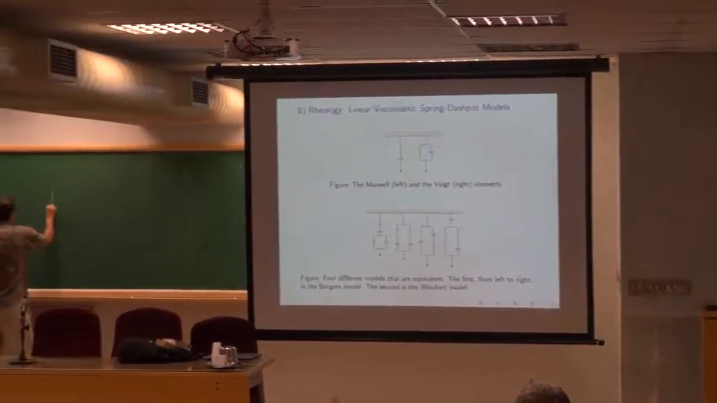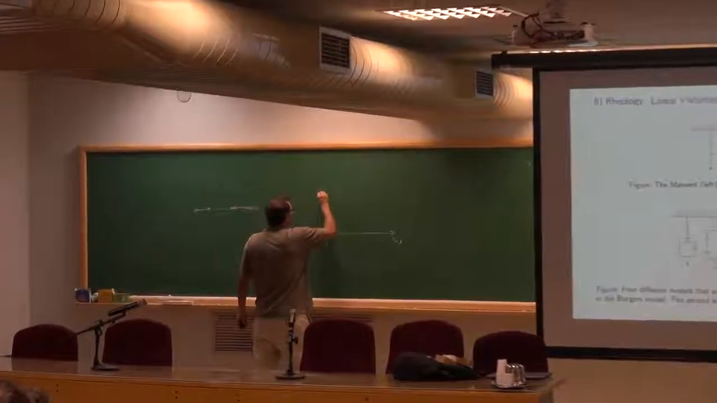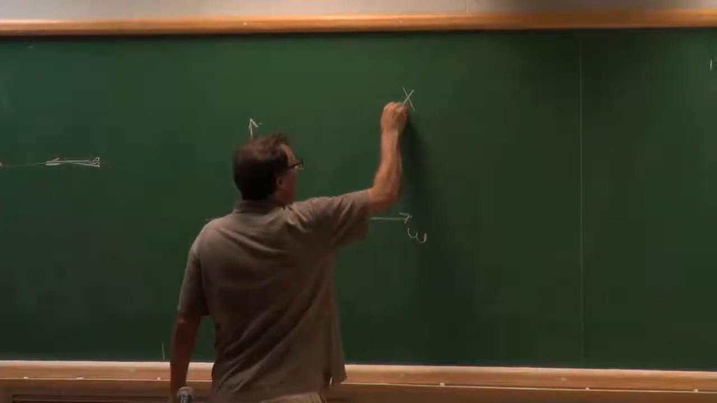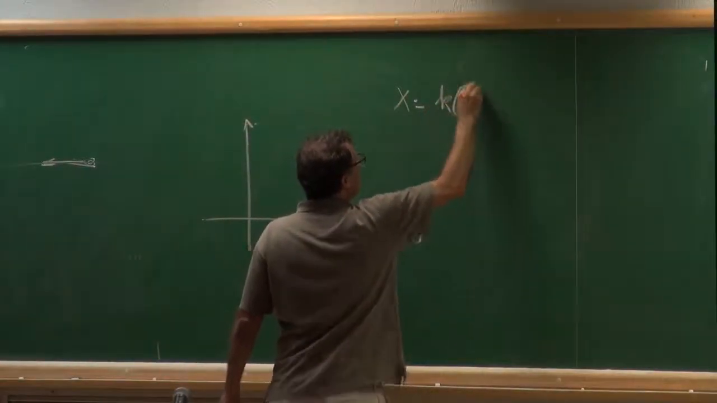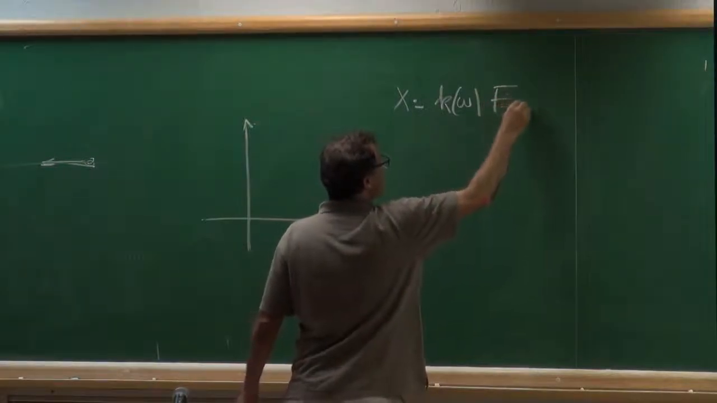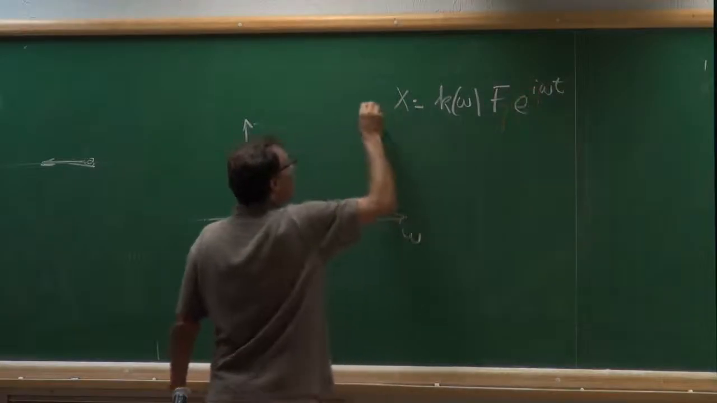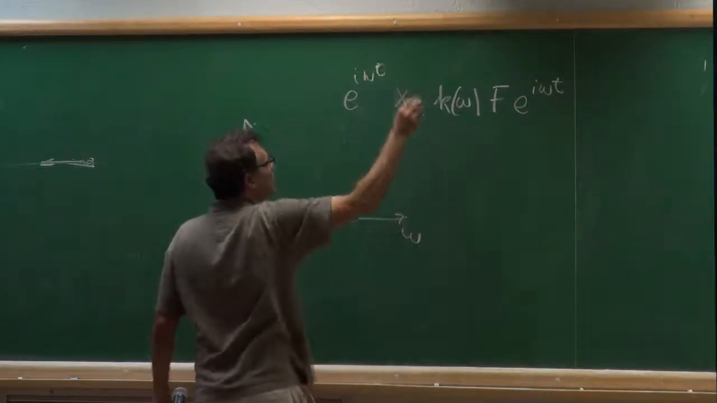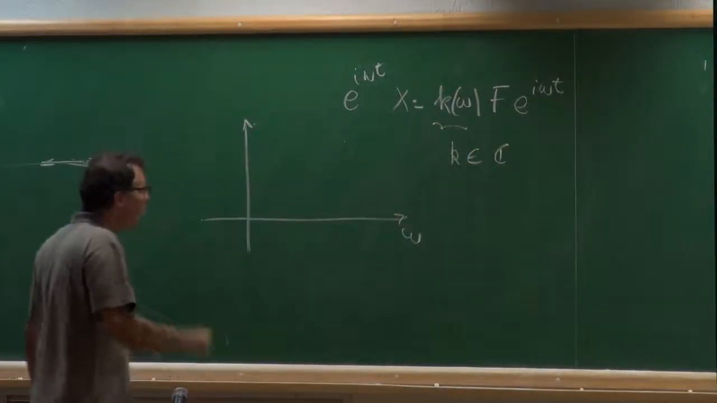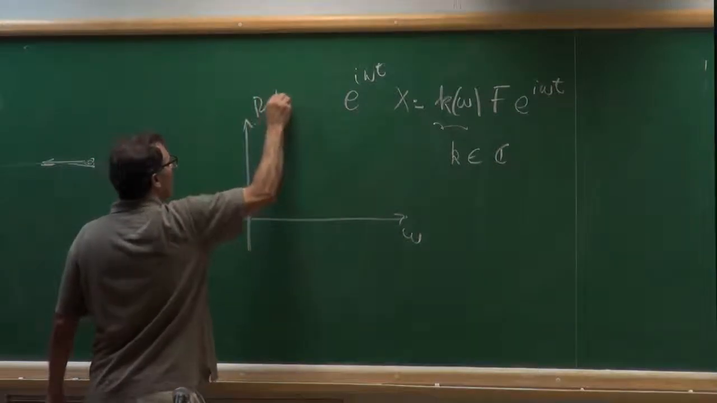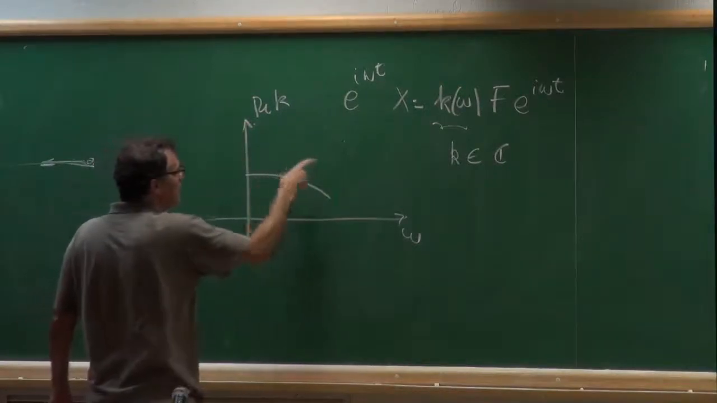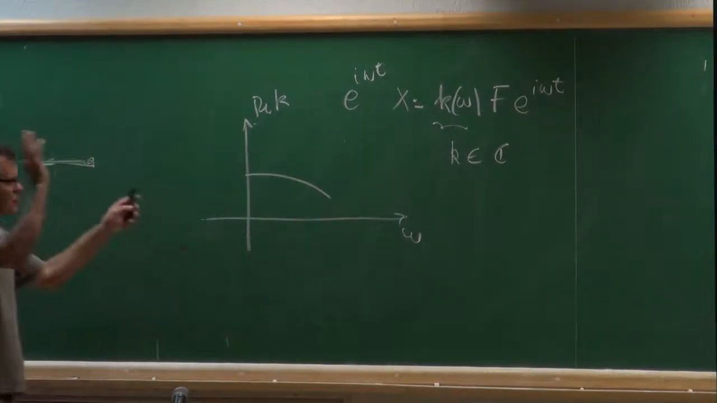So they have here omega. And then I just write here x equals k of omega times F of omega. This is a constant, so the force is this. And this k of omega is a complex number, with a real and an imaginary part. If you plot, for instance, the real part of k, you get a curve like this. Or then you plot the imaginary part, you get another type of curve.